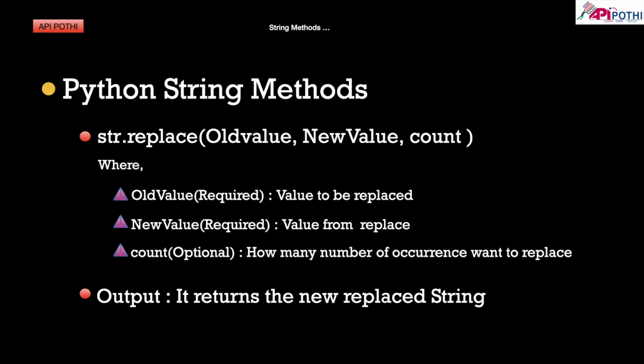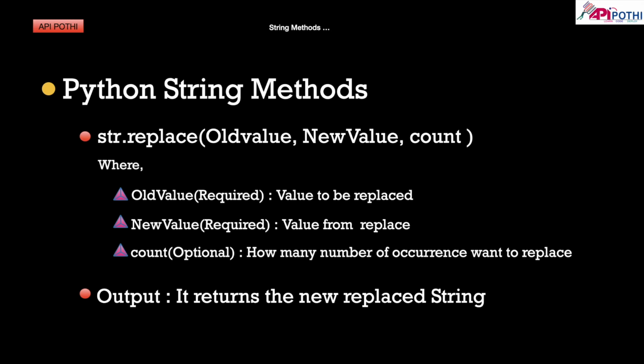So here the first method is replace. Replace requires a total of 2 arguments and 1 is optional, so it actually accepts a total of 3 arguments. The first argument is the old value which we want to replace, whereas the second argument is the new value which will come in its place. The third argument is count, which is the optional argument, and it will tell you how many occurrences we want to replace. So the output of the replace method is nothing but the new string in which the old value is replaced by the new value.